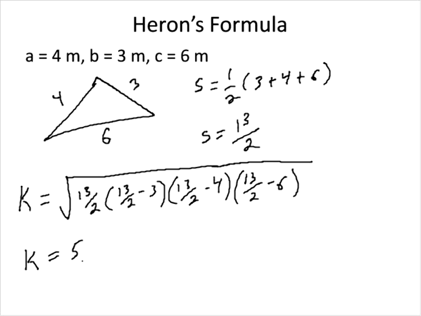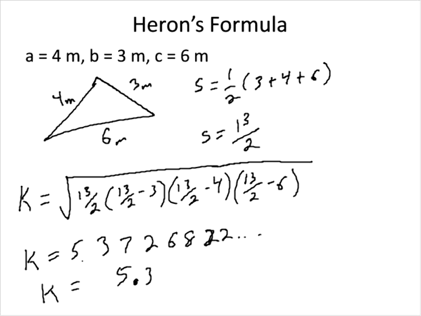When I put that whole thing into my calculator, I get 5.372687 and so on. So I'll say K is equal to 5.3. Oops. These were all in meters, weren't they? Meters, meters, meters. Okay, so my area has to be in meters squared. So again, 5.3 square meters is the area of this triangle based on just knowing the three sides.